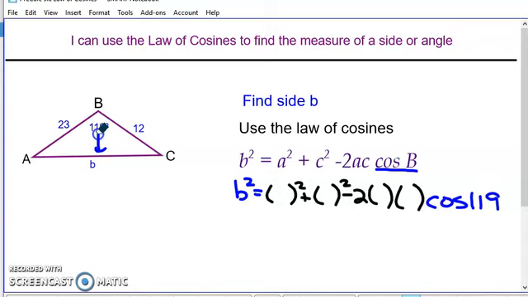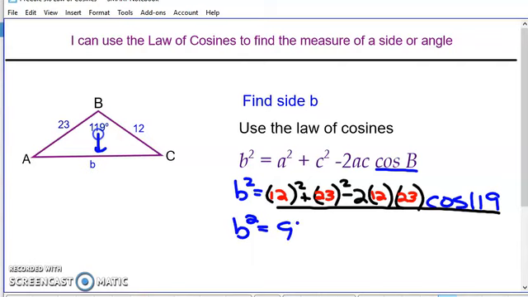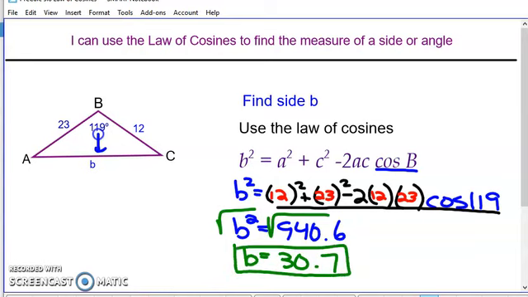Now I know it says A first, then C. I don't really care if I put 12 first or 23 first, but I'm going to do 12, 23, 12, 23. You know, if you really like to follow the formula, look up and down, well, A is 12, so you just plug it in. But then you're just going to put this whole thing into your calculator just as is, and you should get about 940.6. You're going to take the square root of both sides and round that to the nearest tenth. Okay?